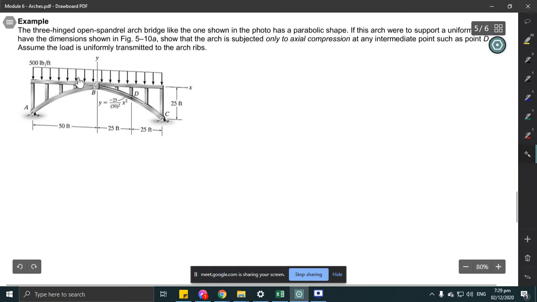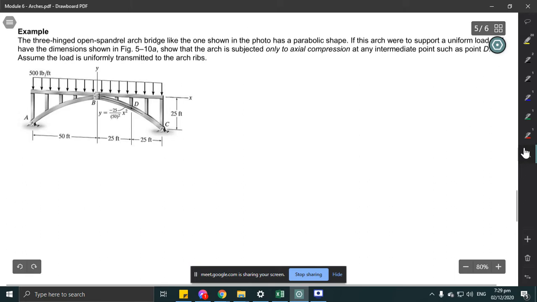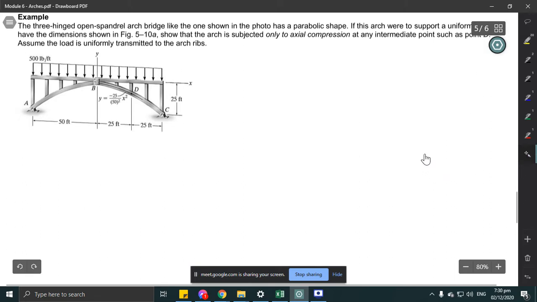So here, as shown in the figure, we have an arc ABC, which is supporting a uniform load of 500 pound per feet. Okay, so yung equation for the arc is given as y is equals to negative 25 over 50 squared x squared. So, naaalala yung sinolve natin, yung previous problem.